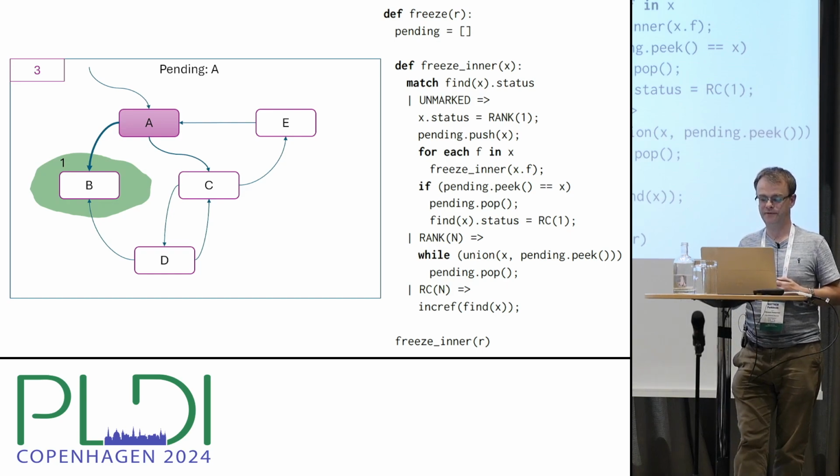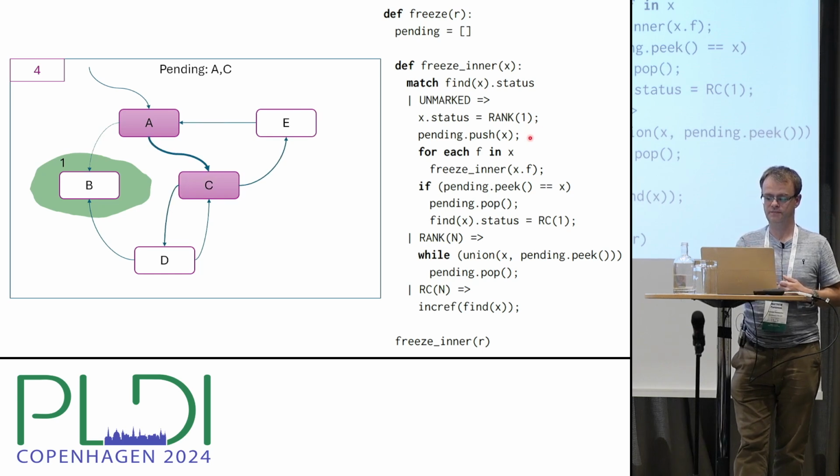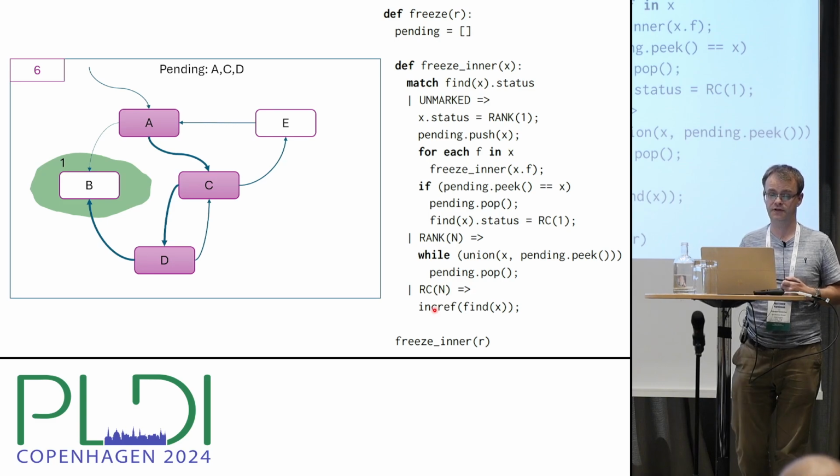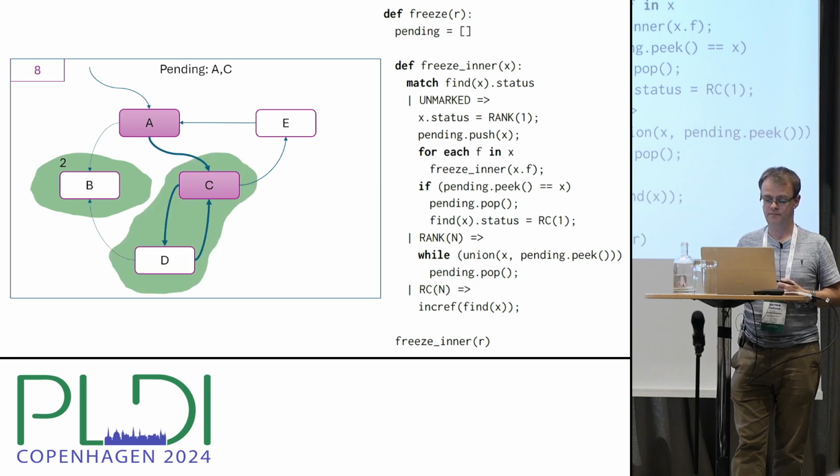That was very quick. Then we look at C, and we push C onto the pending stack, so we've got A and C. Then we push D onto the pending stack, so we've got A, C, D. And then D sees B. So B now has an edge coming in, and we found something that already has a reference count, so we give it an extra count. And then we pop back out.